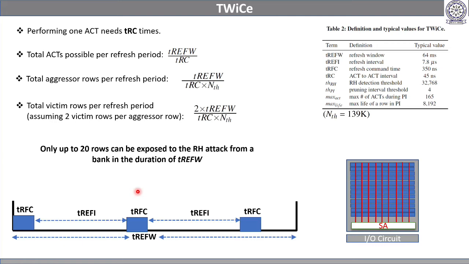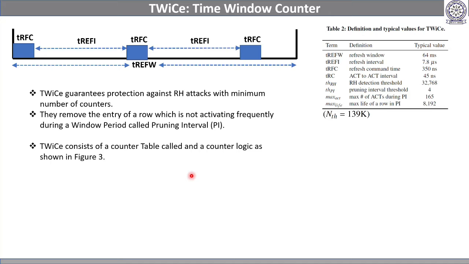Only a limited number of counters is enough, because in any refresh window there is a limit on how many unique rows can be activated. Since the total number of activations is limited within any refresh window, only a limited number of counters will be enough to detect the row hammer attacks. This is the main motivation of this paper. So TWiCe guarantees protection against RH attack with a minimum number of counters.